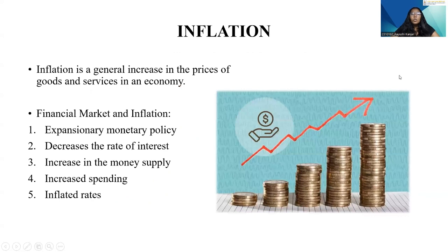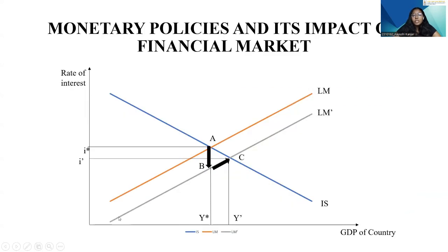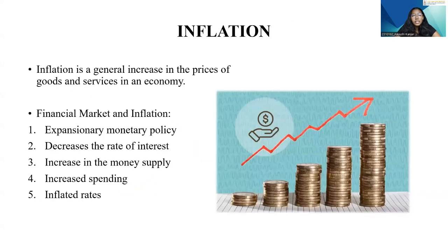Okay. So, inflation is a general increase in the prices of goods and services in an economy. And the relation of financial market to inflation is explained by five simple steps, as we have seen in the previous slide. Expansionary fiscal policy leads to a decrease in the rate of interest. And a decrease in the rate of interest means more opportunities for people to invest, which would lead to an increase in the money supply.